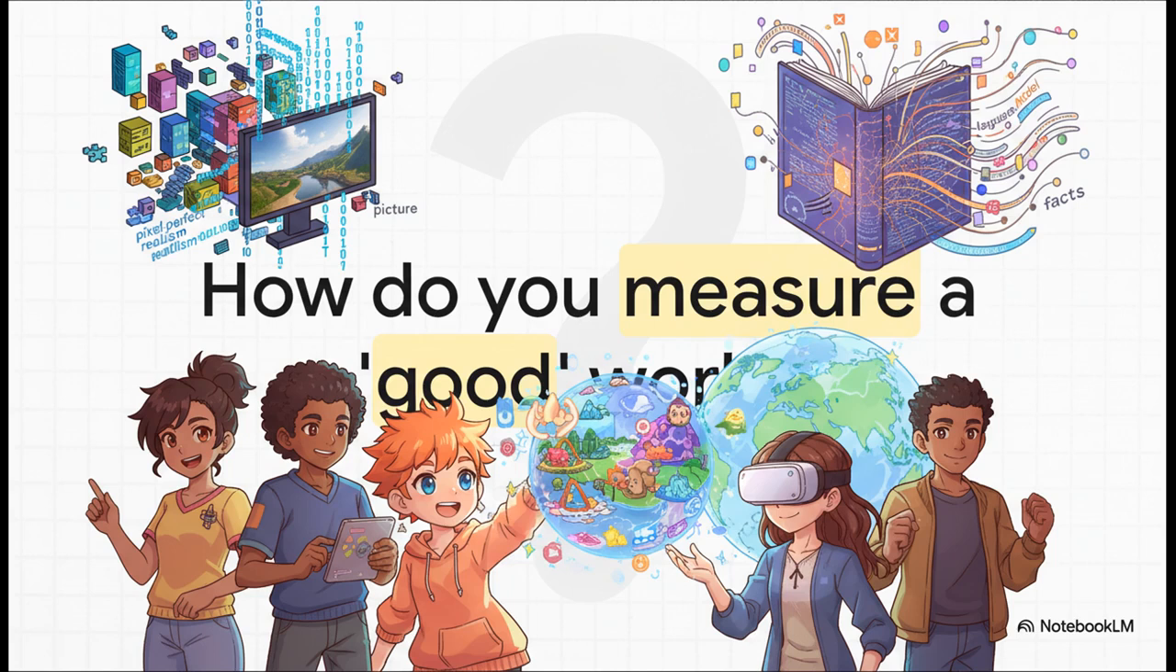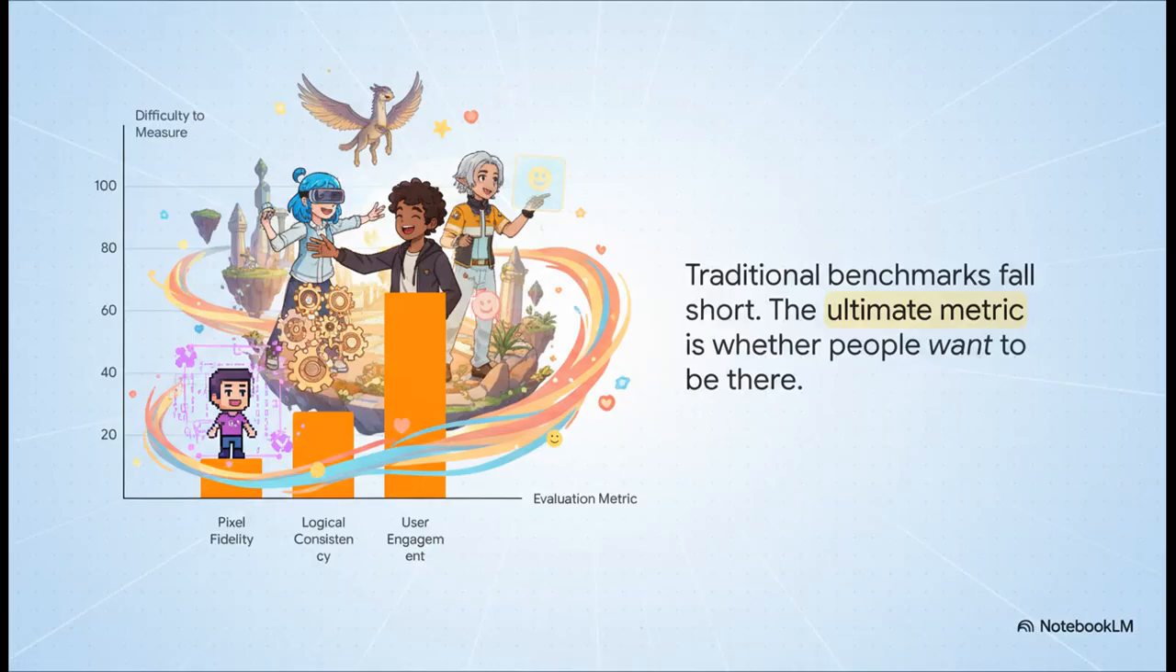For a picture, you can measure how realistic the pixels are. For a language model, you can quiz it on facts. But how do you grade a reality? How do you score an experience that's supposed to be fun and interactive and consistent? All our old benchmarks just don't cut it. Yeah, measuring pixel fidelity, that's the easy part. It gets way harder to design a test for something like logical consistency.